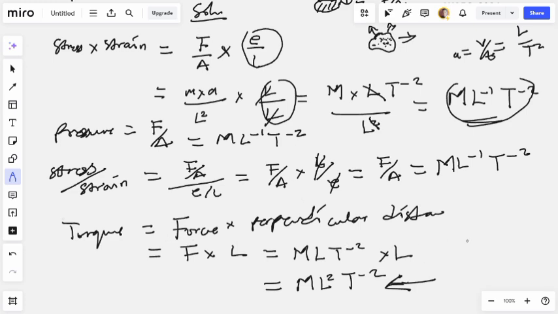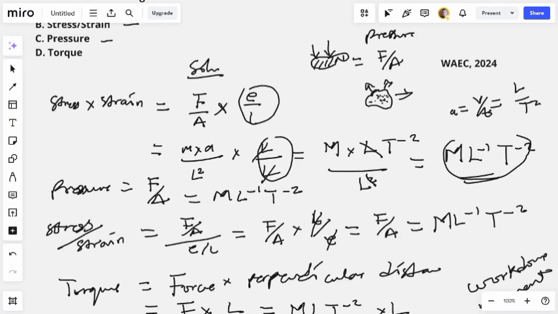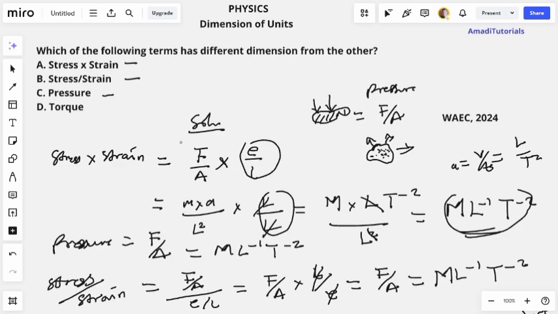And torque has the same unit as what? Work done. And also has the same unit as moment. So torque is defined as the moment of a couple. There is a tutorial on that where we'll be doing equilibrium of forces, then we look at moment. So the answer to this question is D.